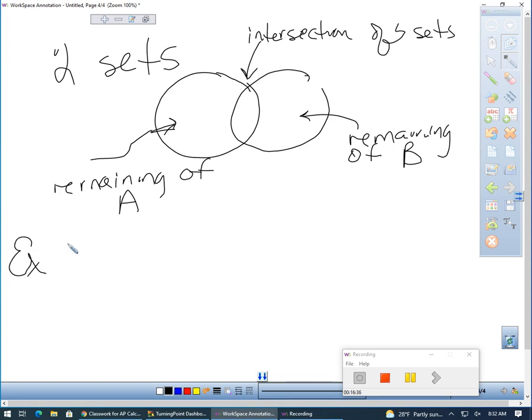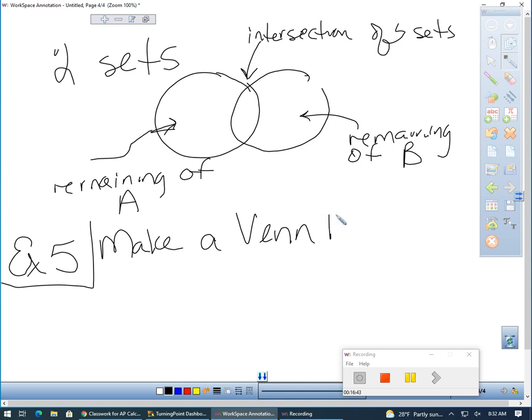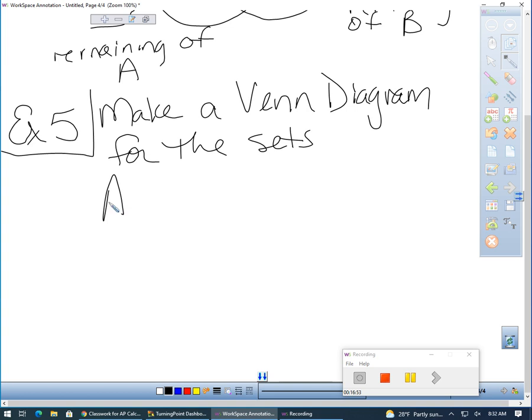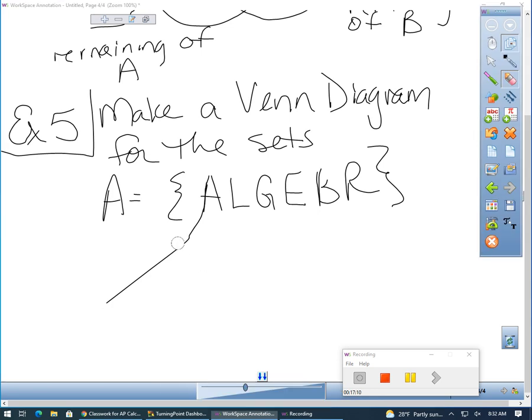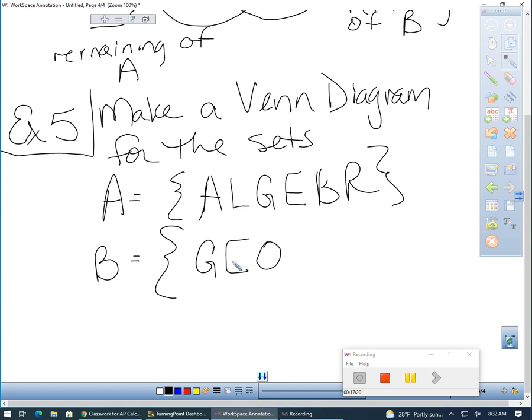So here is example number 5. Make a Venn diagram for the sets A equals ALGEBRA and set B is GEOMETRY.